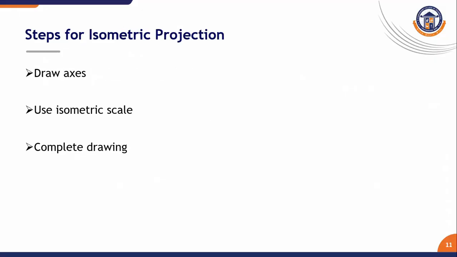Next, steps for isometric projection. There are three steps involved. First one is draw axis. Second one is use of isometric scale, and third one is completing the drawing using isometric projection and isometric scale with the axis drawn.